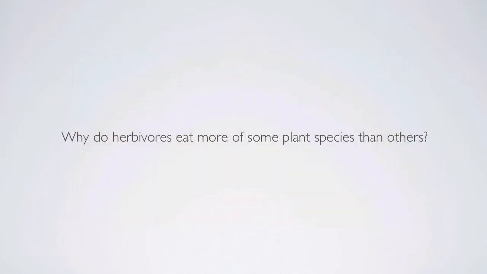So the questions that we have to face as ecosystem ecologists when we're trying to understand herbivory is to ask, why do herbivores eat more of some plant species than others? So they're going to prefer some species, but what is it about those plants that herbivores are going to use to prefer them? We know, for example, from looking at plants that for all intents and purposes, the energy content of a leaf of different species is more or less going to be the same. So why are some plant species preferred over others?